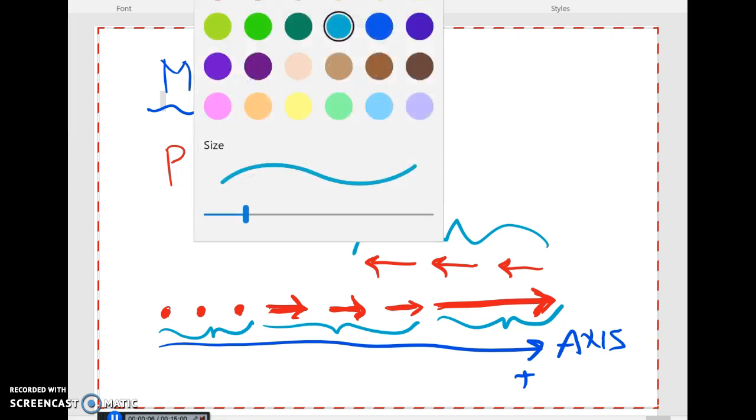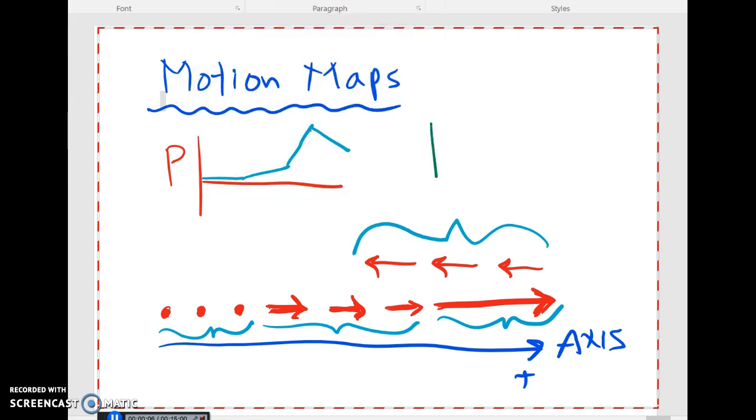If I were to convert that to a velocity versus time graph, what would that look like? Stopped is the first motion, so stopped along the axis, forward, which would be above, forward faster, which would also be above, and then backward, not so fast, but just a little bit below the line. So that is how you make a motion map.